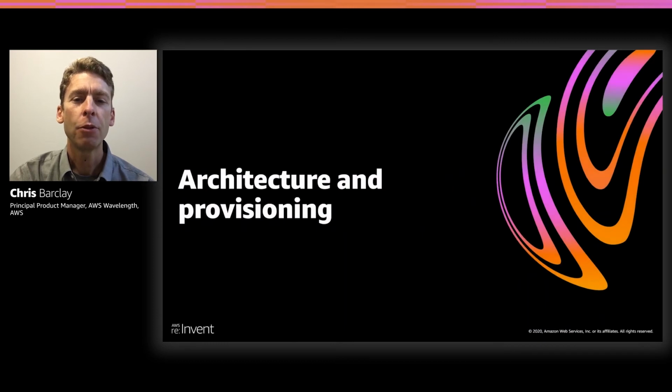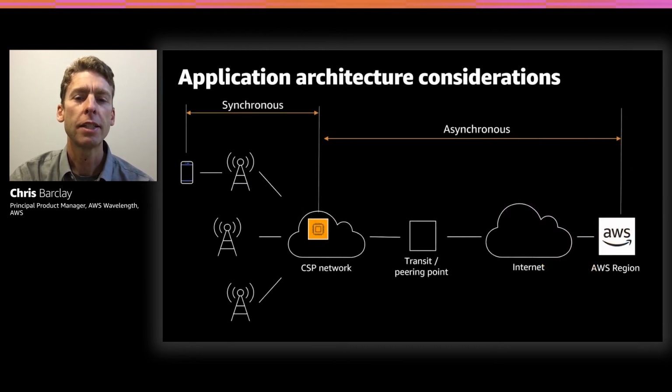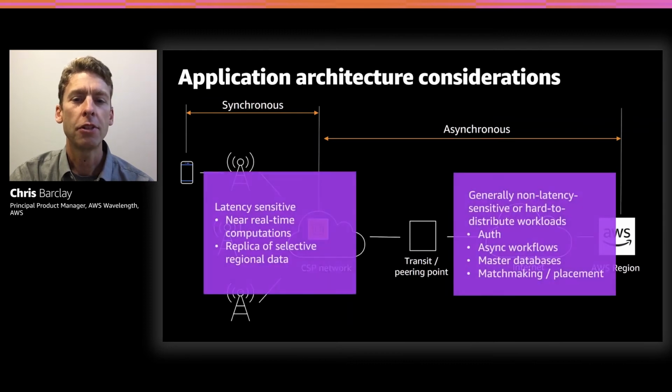Now that we've described how the Wavelength network works, we'll discuss edge application architectures. When you're constructing applications, you need to consider the processes and the call path from the end user. Wavelength zones are designed for applications that need to connect to compute from devices on 5G networks with ultra-low latency, as well as applications that need high and consistent data rates from devices on 5G networks.